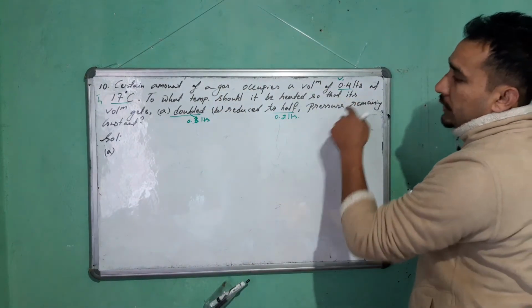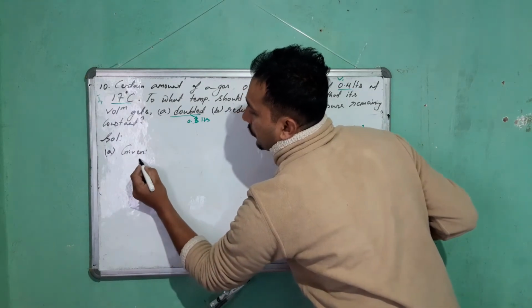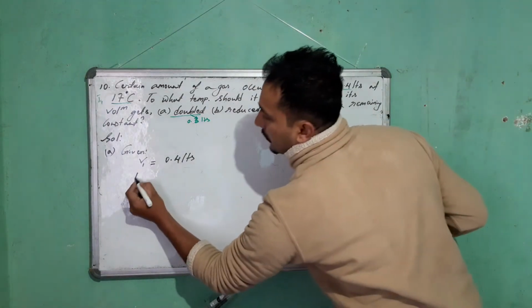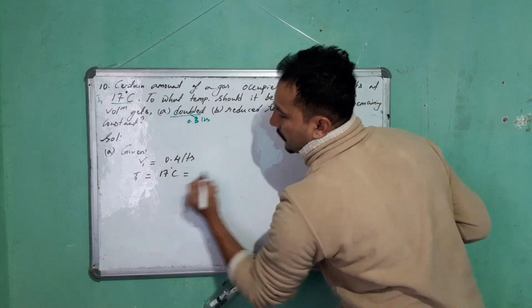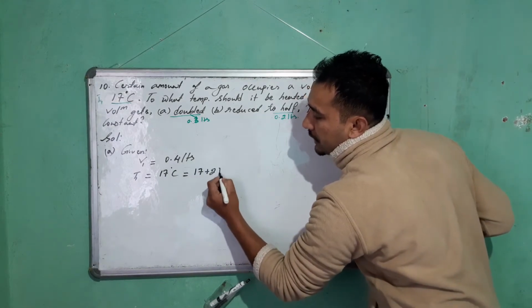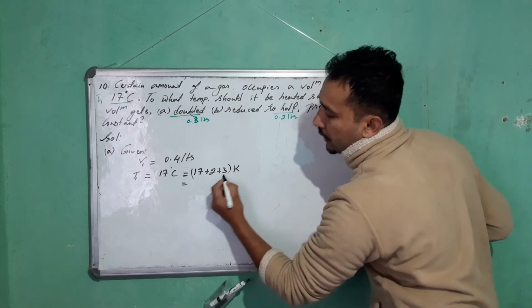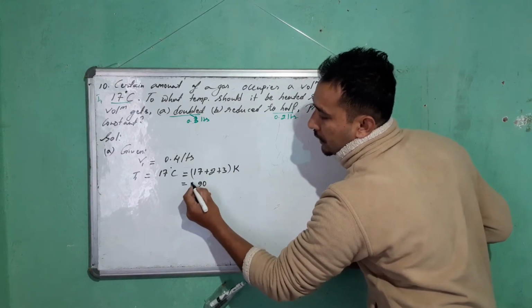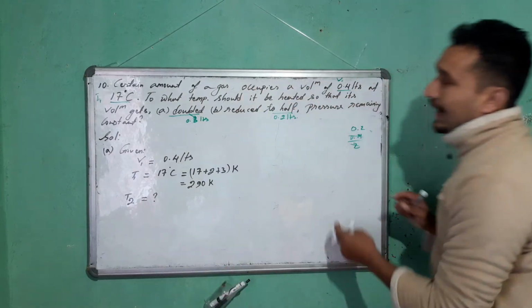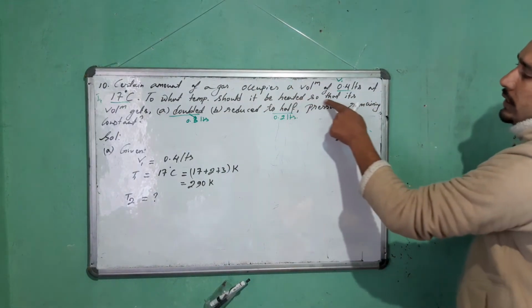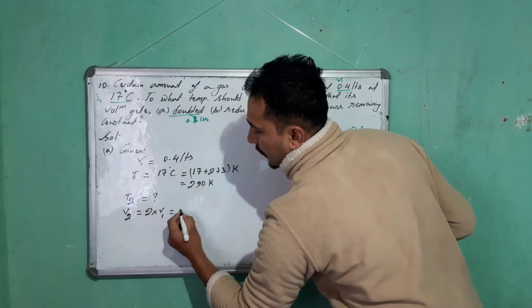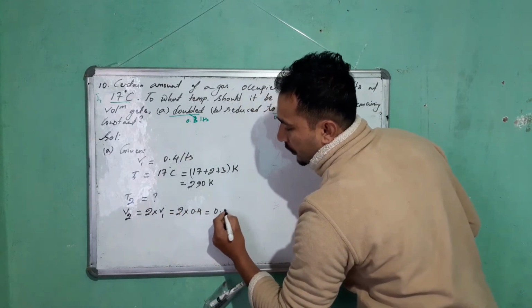Number A, given: V1 is 0.4 liters. T1 is 17 degrees Celsius. You have to convert this to Kelvin, so to convert to Kelvin you have to add 273. 17 plus 273 Kelvin will be equal to 290 Kelvin. T2 is question mark, we have to calculate. To what temperature should it be heated so that its volume gets doubled? V2 is doubled means 2 into V1, that is 2 into 0.4, which equals 0.8 liters.